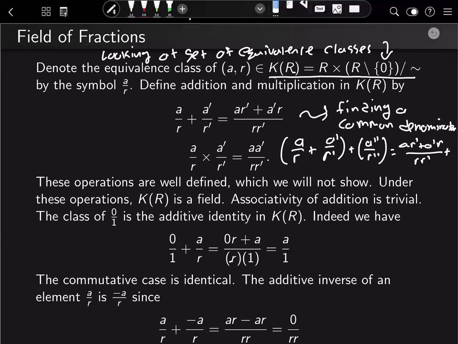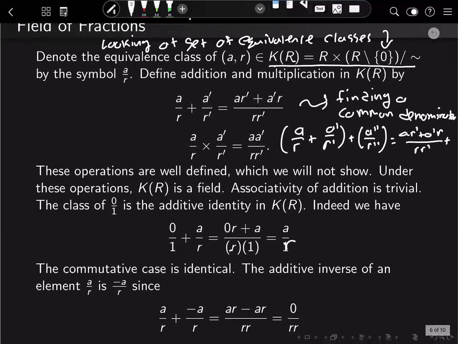That was a mistype. It should read a over r. Commutativity of the addition is also a simple check, and the additive inverse of an element a over r is minus a over r, and we can see that here. So a over r plus minus a over r is equal to ar minus ar, which is going to be 0 over r times r, which is right.